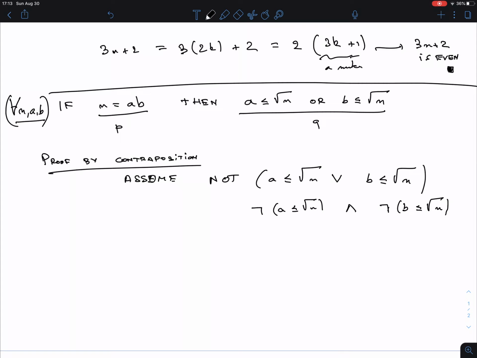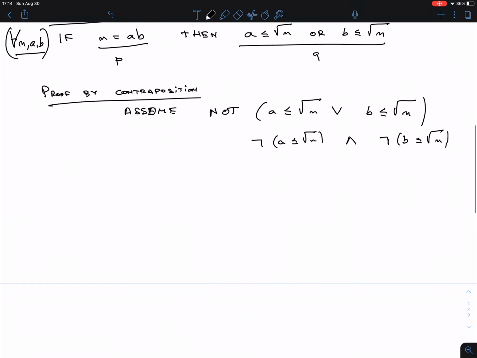And therefore, a is less than radical n is a proposition that is either true or false. Okay, but it's just a subtlety. Don't pay attention, it's not so important. It doesn't change the proof, but it is something perhaps that you might worry a little bit about.